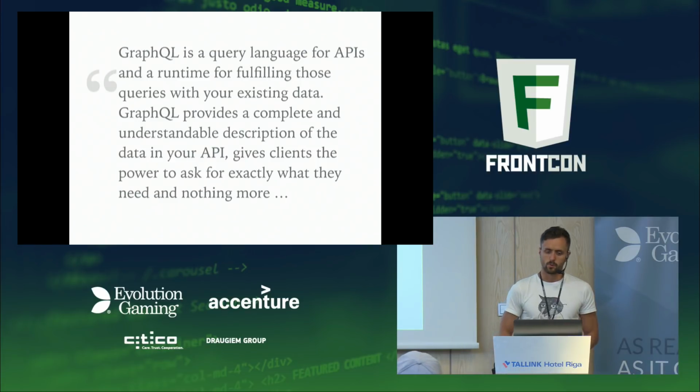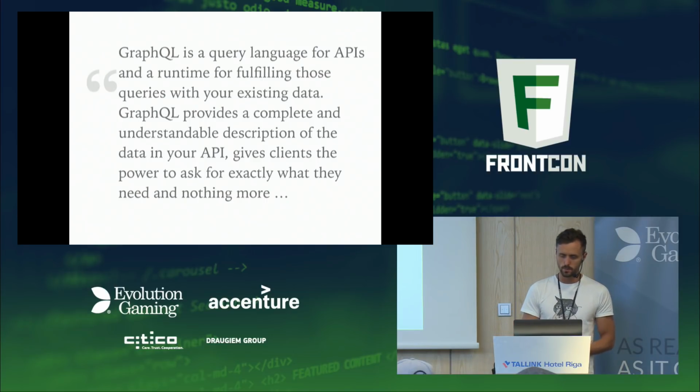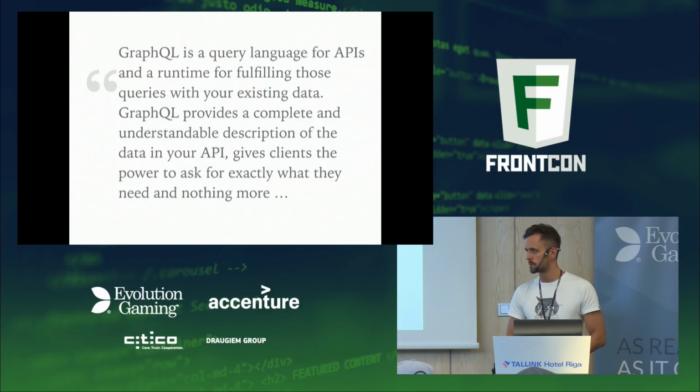So what is GraphQL? GraphQL is a query language for APIs and also a runtime which implements this query language. It provides you a description of the data in the API and gives the client the power to control what it wants to be returned by the API.